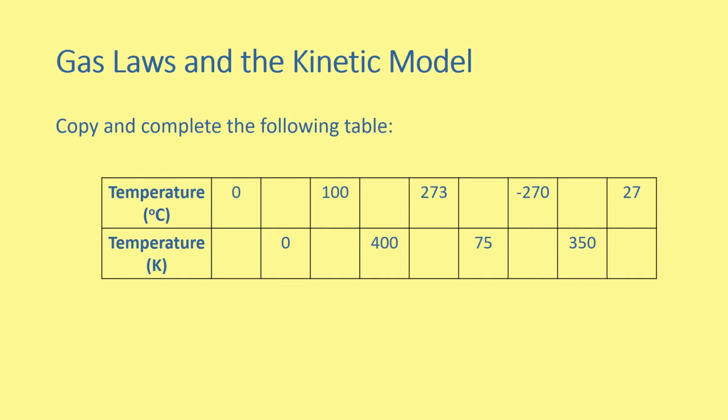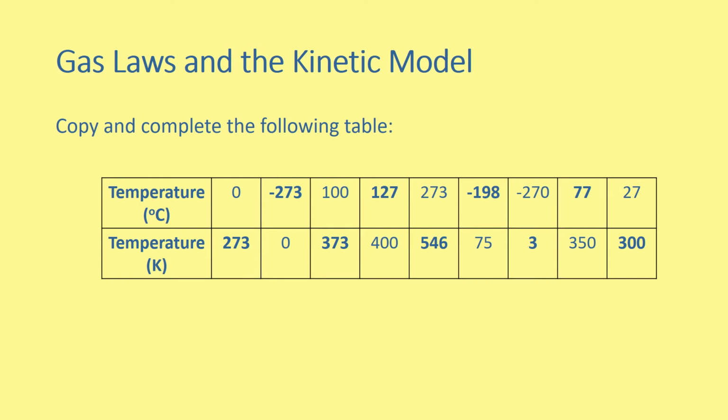There's no need to copy this table, just try all the conversions. You might want to pause the slide while you're trying the conversions. How did you do? Remember, going in one direction you add 273, and going in the opposite direction you take away 273.